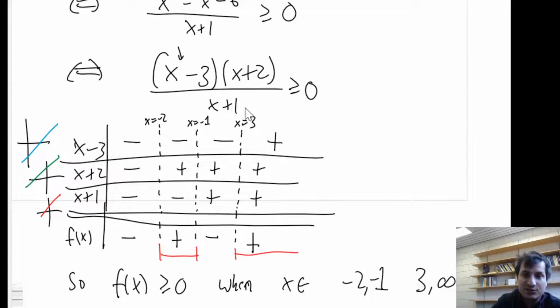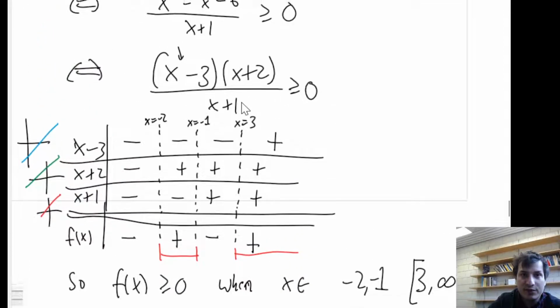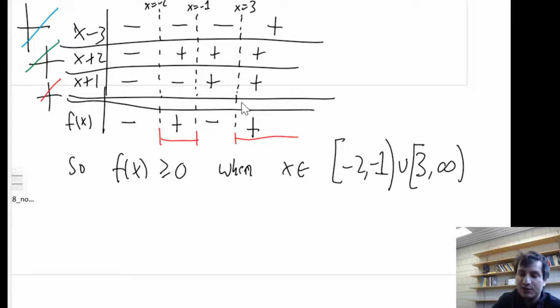Should I include 3? Well, at x equals 3, it's 0. So that's included. Should I include negative 1? At negative 1, you're dividing by 0. So negative 1 is not included. Should I include negative 2? At x equals negative 2, x plus 2 is 0. So I should include that. So there you go. That's the final answer: negative 2 to negative 1, union 3 to infinity, with brackets including the 3 and the negative 2, but excluding the negative 1. There you go.